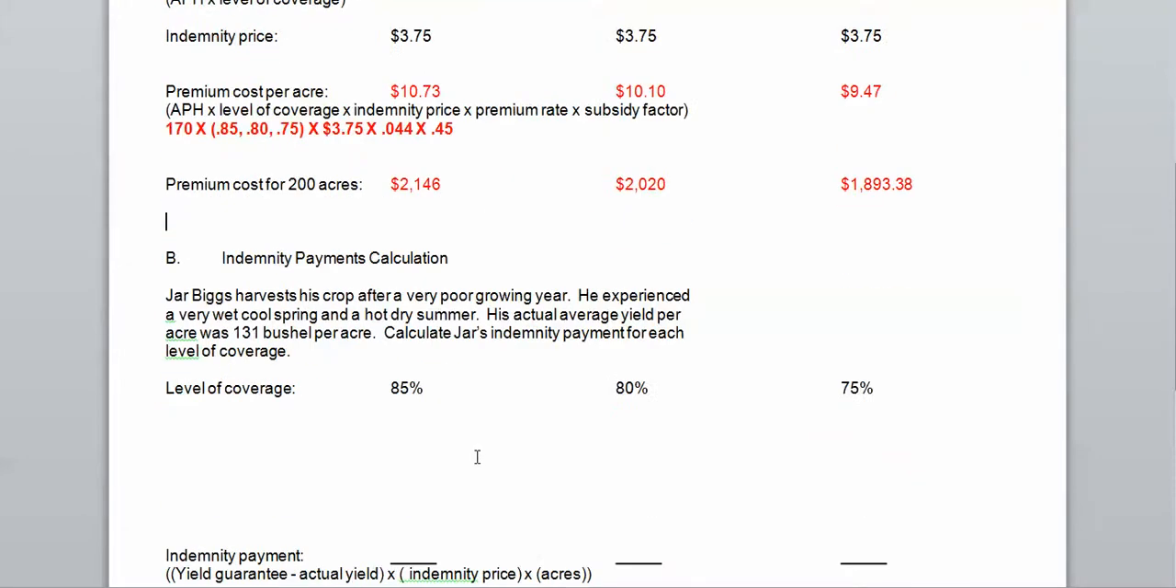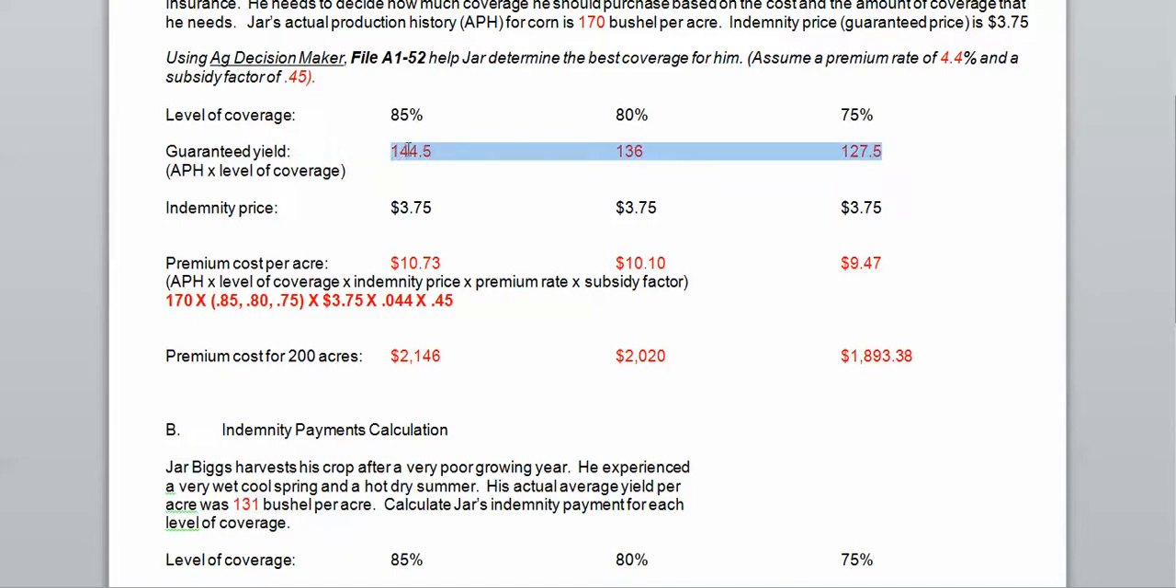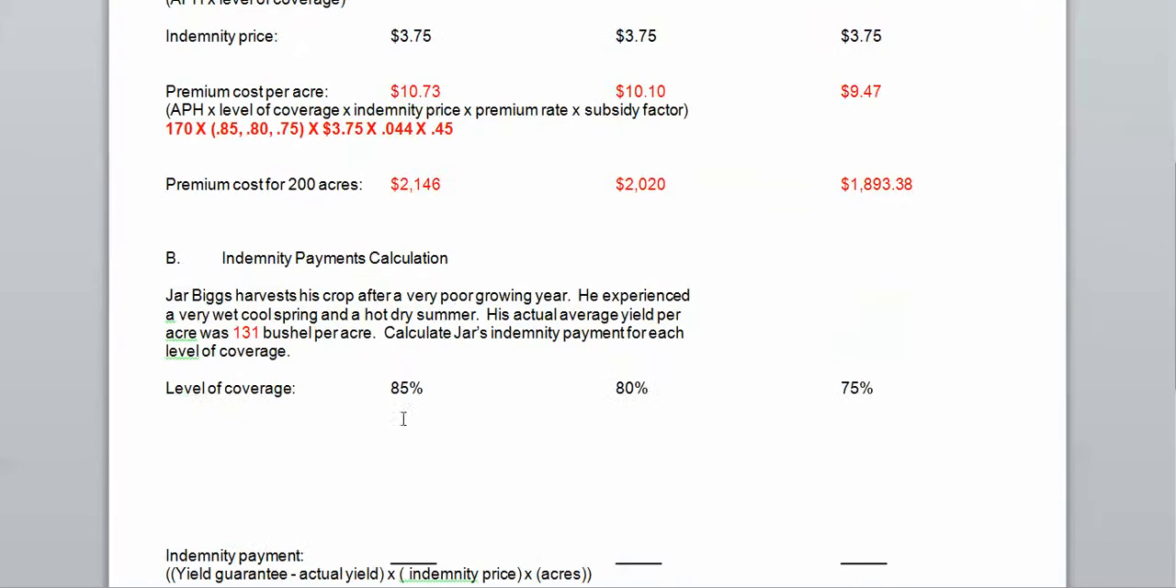So far, so good. Now let's figure out our indemnity payment in the case that we do have a reduced yield. Jar Biggs harvests his crop after a very poor growing year. He experienced a very cool spring and a hot, dry summer. His actual average yield per acre was 131 bushels per acre. Calculate Jar's indemnity payment for each level of coverage. So his actual production is 131 bushels per acre. His guaranteed yields are here. I'm just going to copy those down here so I remember those.